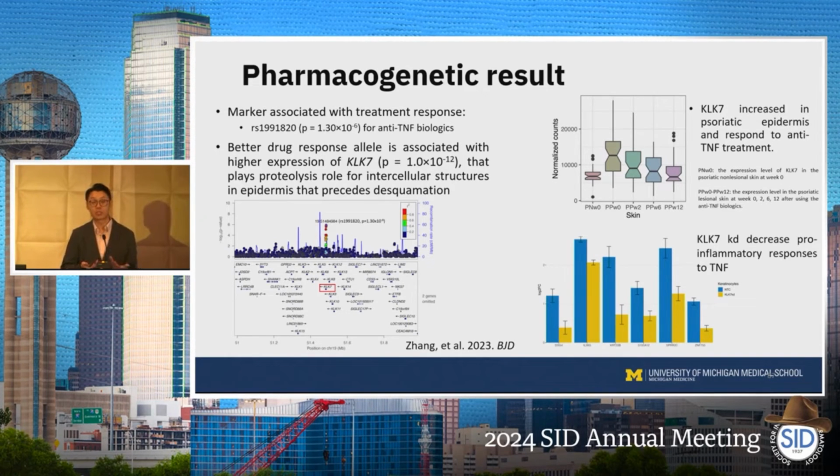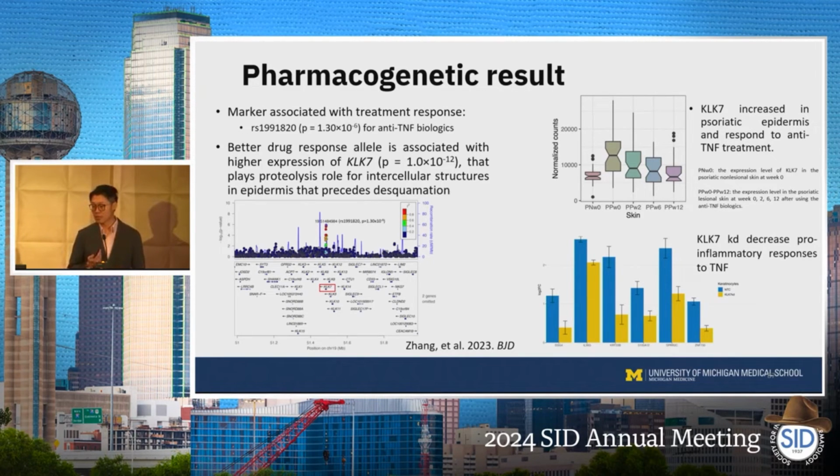Can we look into the gene expression profile? So we look into the independent expression data, and indeed it shows how KLK7 is upregulated in the lesional skin of psoriasis, and then upon the anti-TNF treatment, it actually goes down in expression.